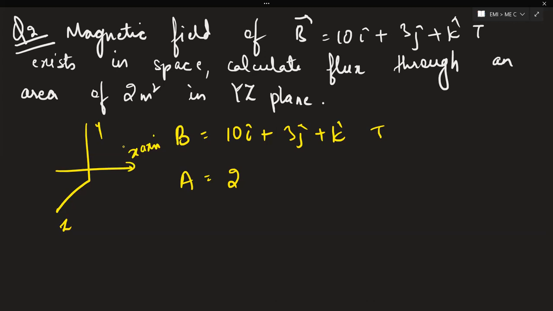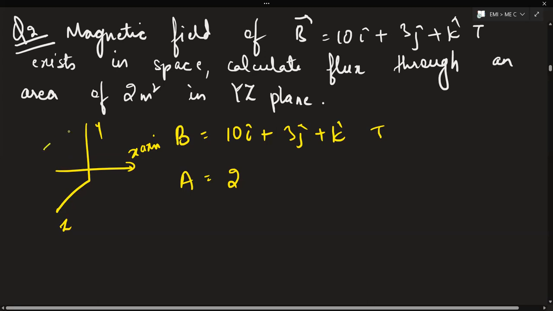See, the area vector we have to consider. This was given in the YZ plane. Suppose this was your sheet. This was the space that was given to you. Perpendicular to it, we'll write the area vector. So the area will be 2 I cap. Now from here, all of you can easily predict the answer.